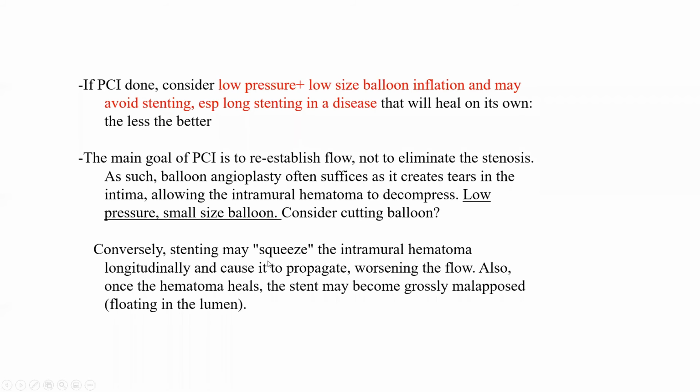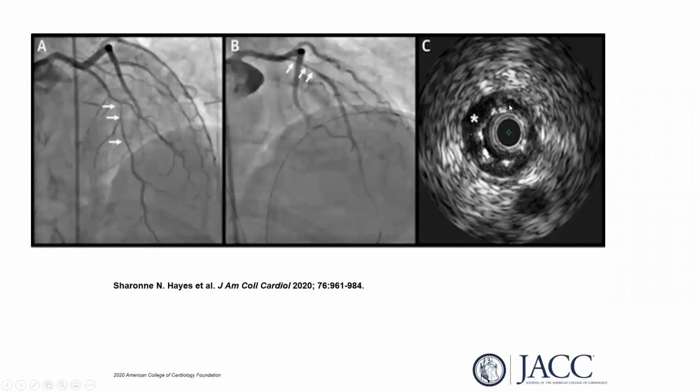Conversely, avoid stenting. One, you have to undersize the stent if you stent. Two, the stent may further squeeze that intramural hematoma and cause it to propagate, worsening the flow. Also, what happens is this. Okay, you're stenting, you're apposed, and you're trying to undersize because you don't want to squeeze that hematoma. So you're undersizing and you're apposing it to the hematoma. Well, what will happen a few months later once that hematoma gets absorbed and heals? Well, you'll end up with a gap. You'll have a free-floating stent in the lumen.